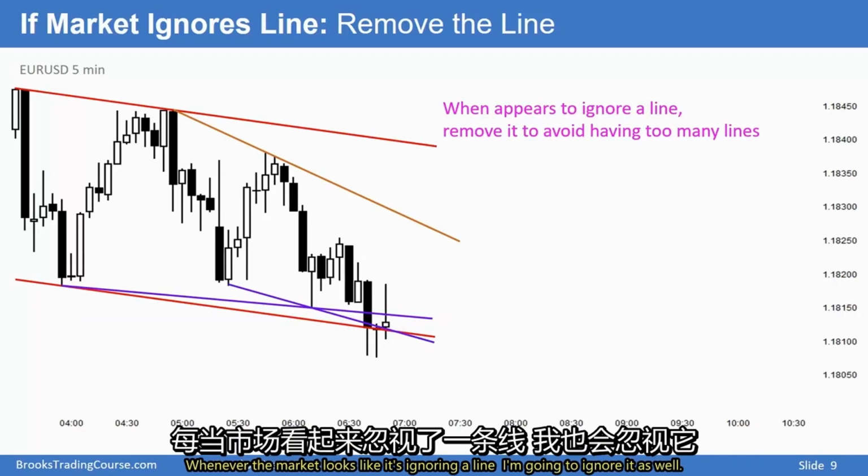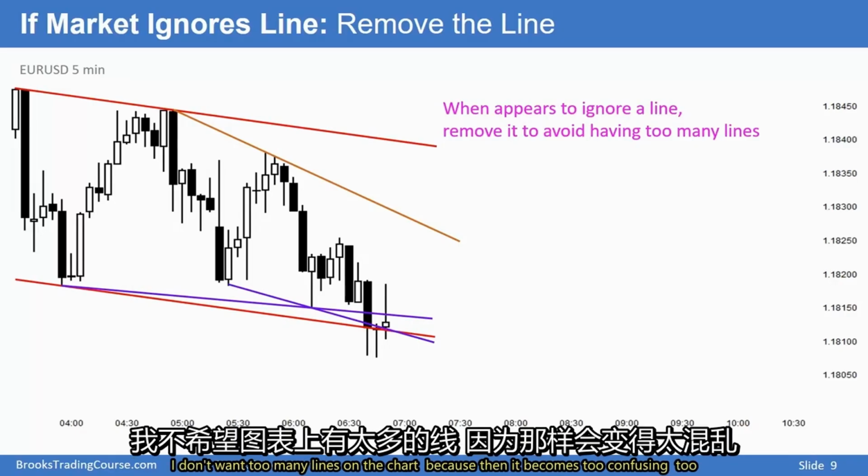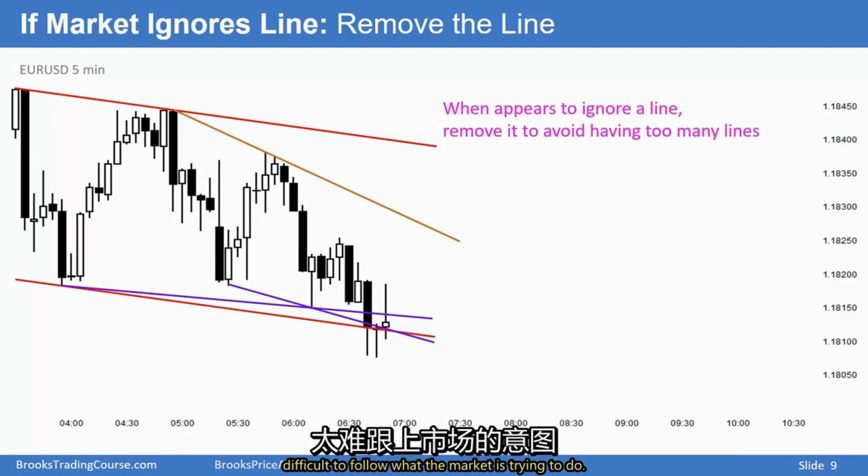Whenever the market looks like it's ignoring a line, I'm going to ignore it as well. I don't want too many lines on the chart because then it becomes too confusing, too difficult to follow what the market is trying to do.